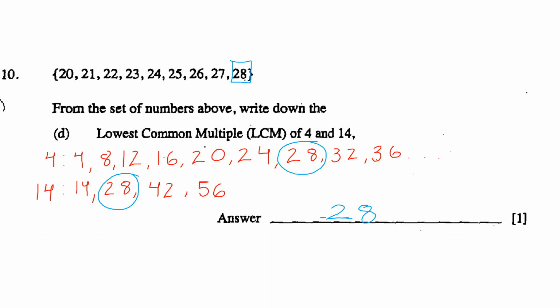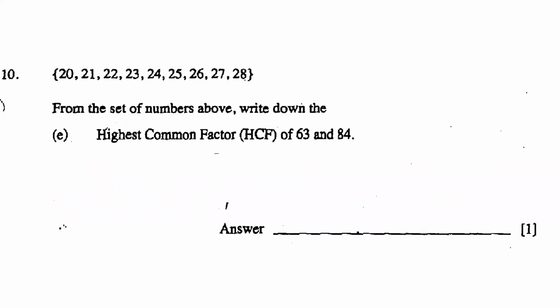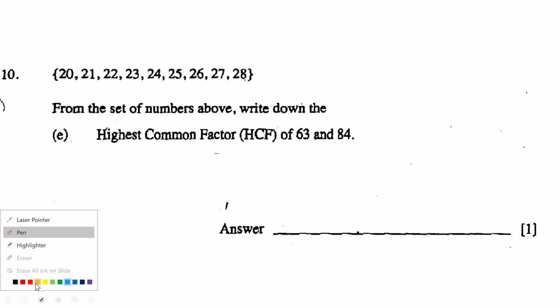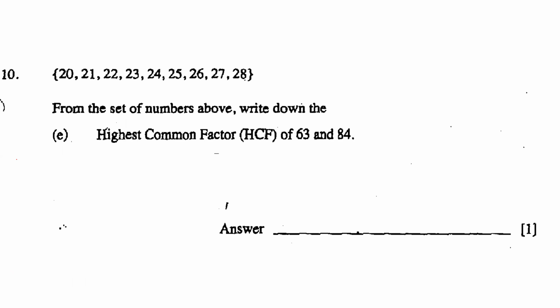All right, awesome. Moving right along. Let's go on to E, the last part of number 10. E says from the set of numbers, write down the highest common factor of 63 and 84. So what we need to do here is list the factors of both numbers. We're going to start off with the factors of 63. So what are the factors of 63? Basically, what numbers can go into 63 without leaving a remainder? Again, which numbers can go into 63 without leaving a remainder?